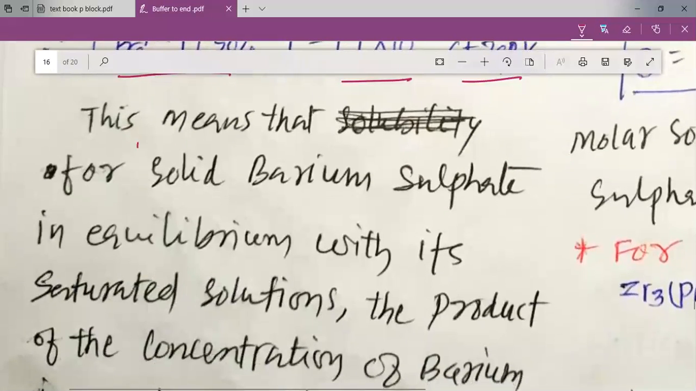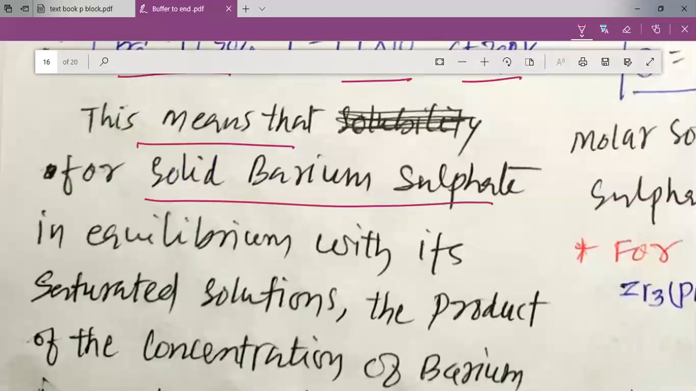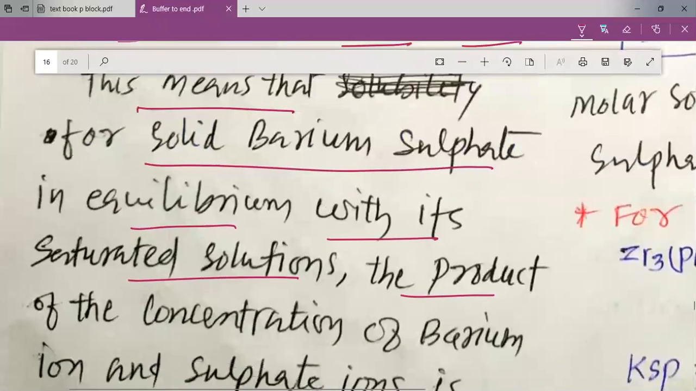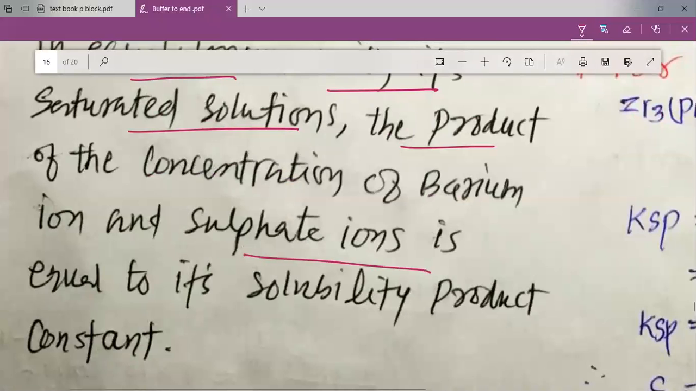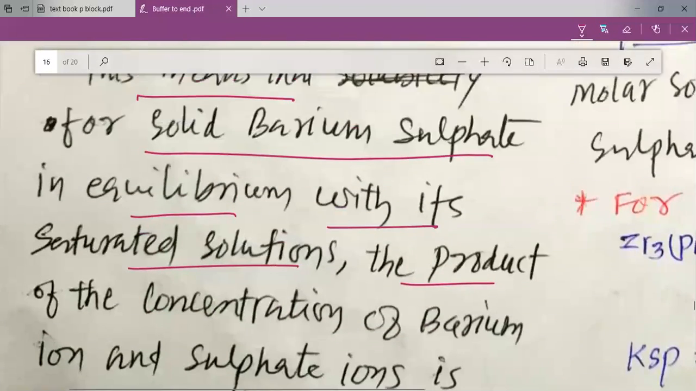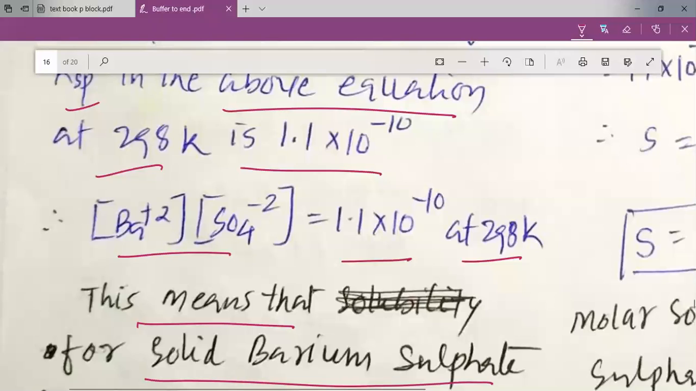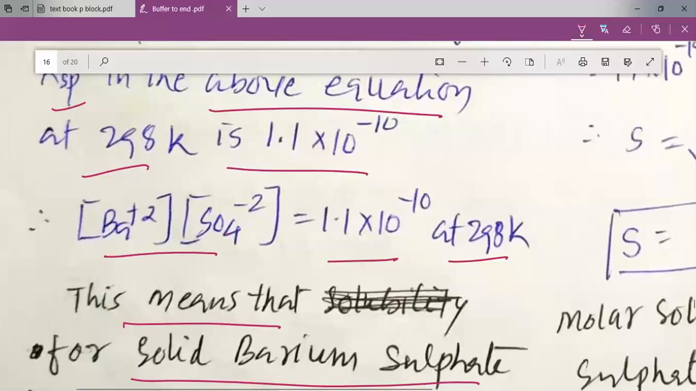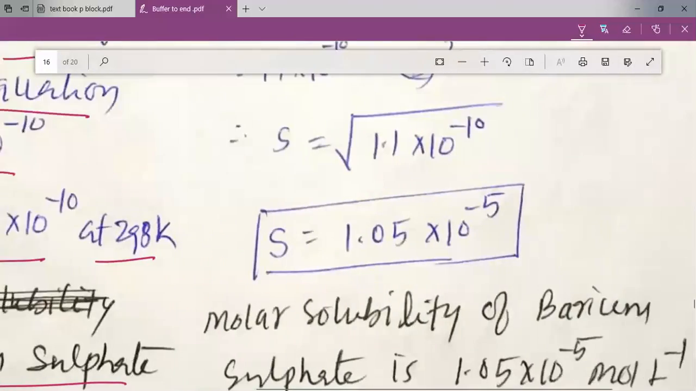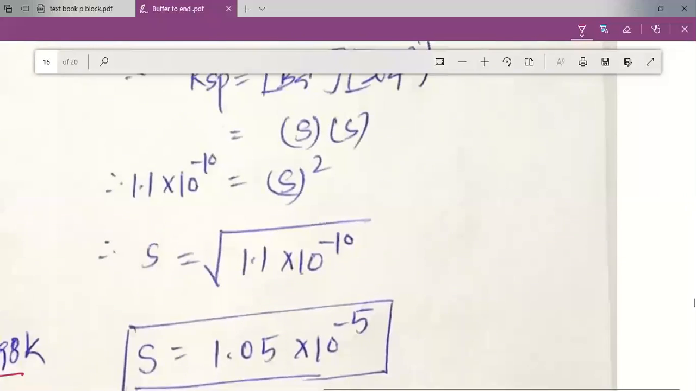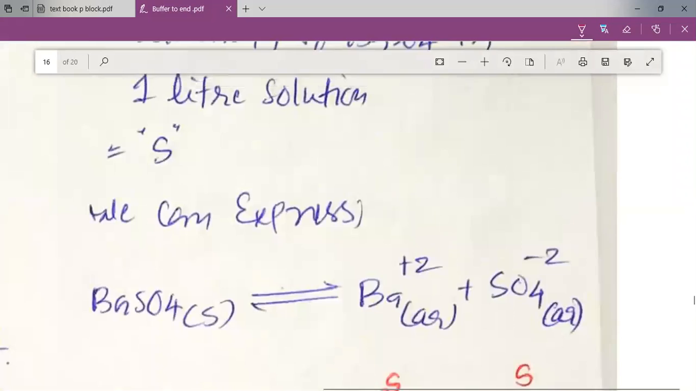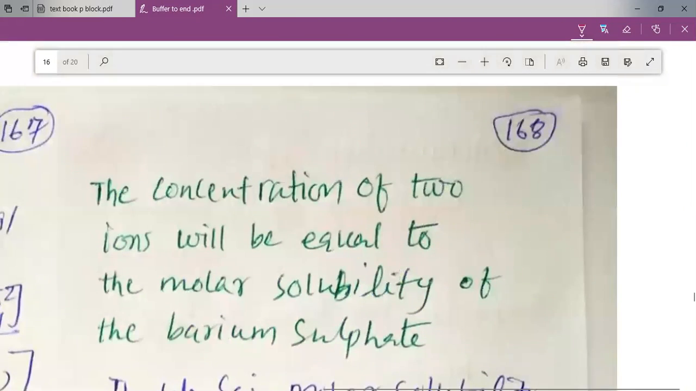It simply means that for solid barium sulfate in equilibrium with its saturated solution, the product of the concentrations of barium ion and sulfate ion is equal to its solubility product constant. So this is the word representation: the product of the concentrations of the cation and anion is equal to its solubility product KSP. That is what we can easily understand. Let's move forward and understand in detail, my dear students.